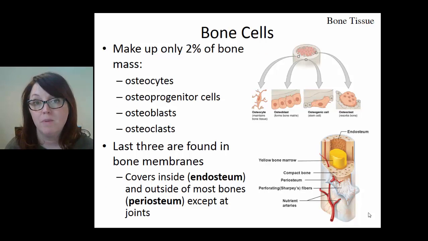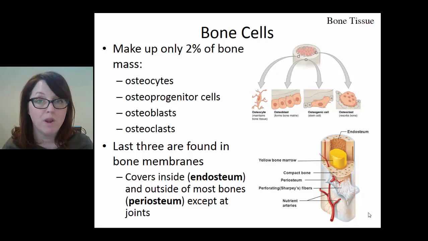Next up are the bone cells. There are actually 4 types of bone cells: osteocytes, osteoprogenitor cells, osteoclasts, and osteoblasts. And each of these has a different role in our bone. The last three, the osteoprogenitor cells, the osteoclasts, and the osteoblasts, are found in the bone membranes.